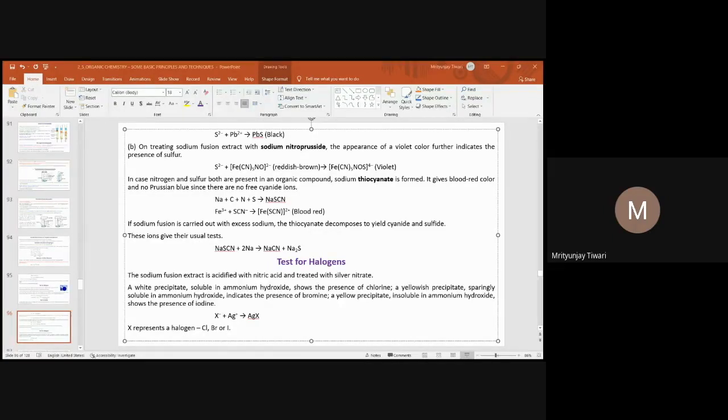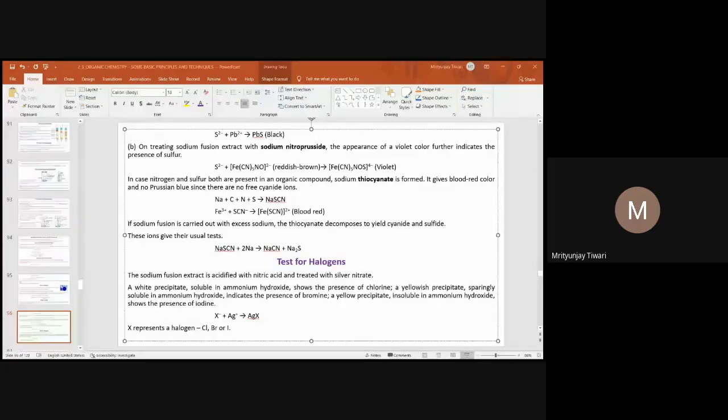And again you see sodium nitrate. It contains the anion nitrate. So here the acid that we use for the acidification is nitric acid, which also contains nitrate. A white precipitate which is soluble in ammonium hydroxide shows the presence of chlorine. So if, on treatment of the sodium fusion extract after adding nitric acid and then adding silver nitrate, you see the formation of a white precipitate, and if this white precipitate dissolves in ammonium hydroxide, it tells the presence of chlorine.